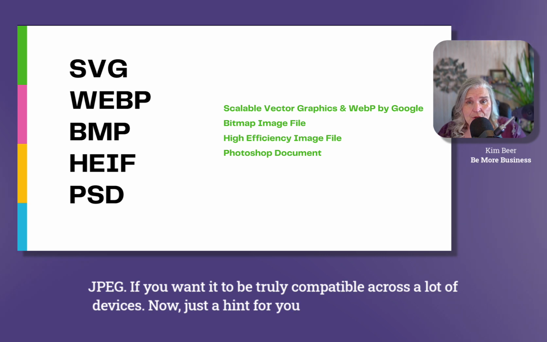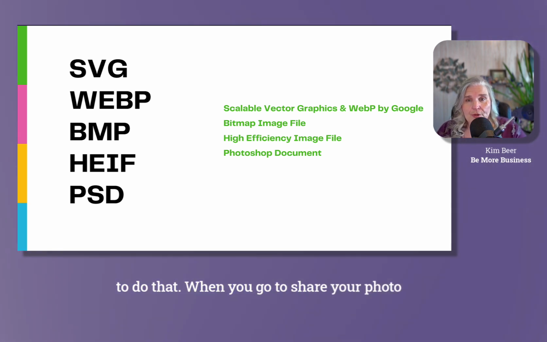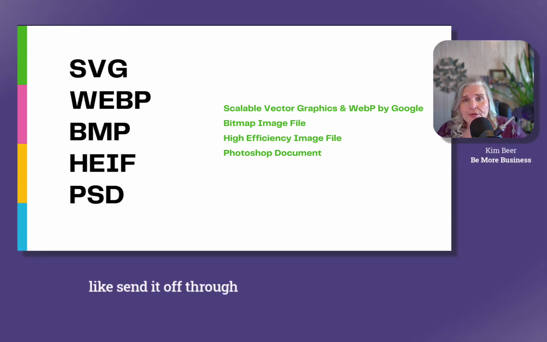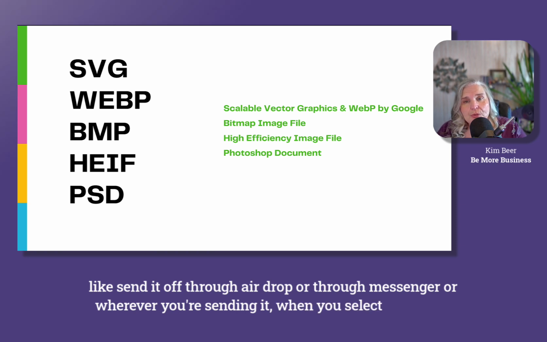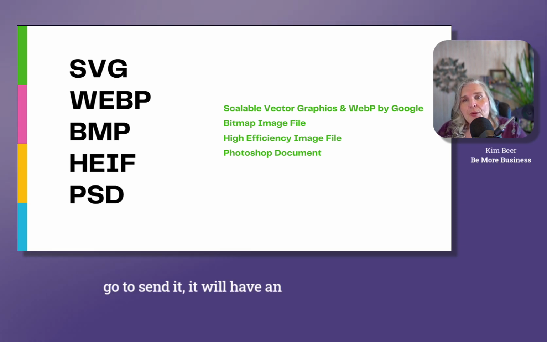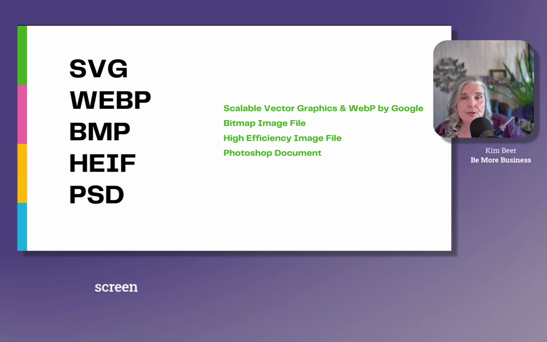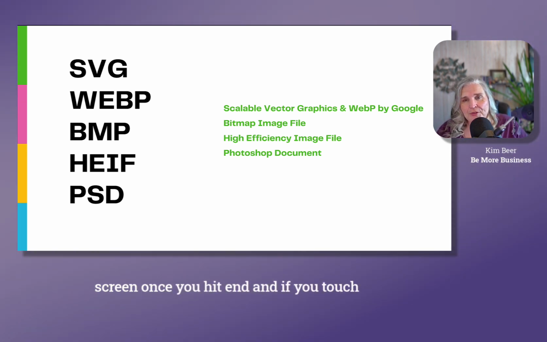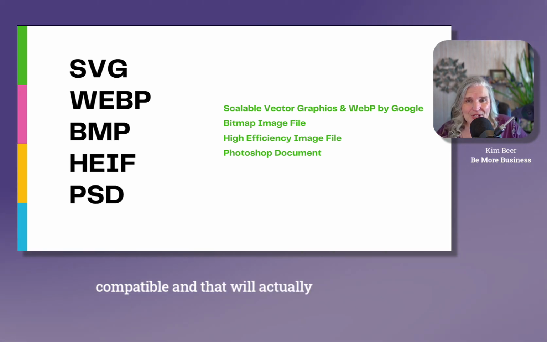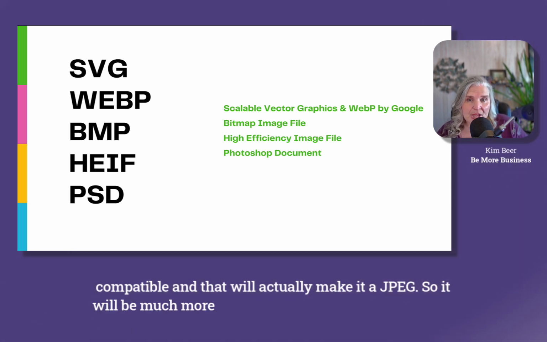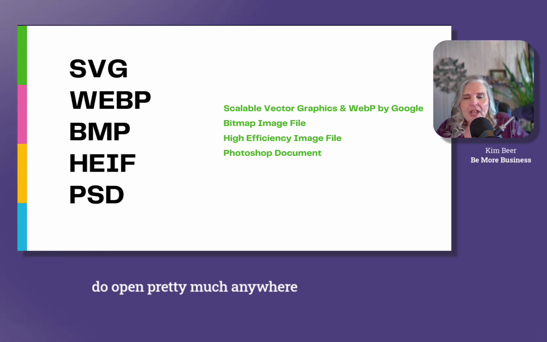Now, just a hint for you to be able to do that, when you go to share your photo, and send it off through AirDrop or through Messenger or wherever you're sending it, when you select it and you go to send it, it will have an option. If you click on options, it'll be there. I promise. Just look around the screen once you hit send. And if you touch options, there will be a place in there where you can check most compatible, and that will actually make it a JPEG. So it will be much more compatible over multiple different devices. It can be opened pretty much anywhere at that point.